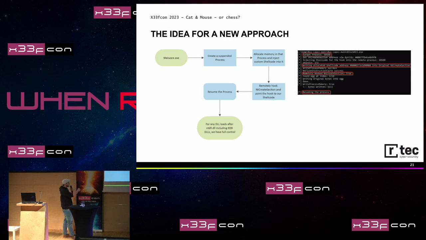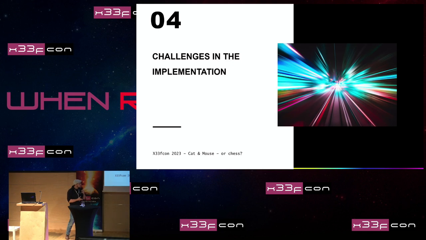And if we then resume the process, other DLLs, for example EDR DLLs, are tried to be loaded, but we are already in control of the DLL loading process because our shellcode and the jump instruction are already there. For this reason, we can control any newly loaded DLL, and we can also prevent them from being loaded. So this is the idea.